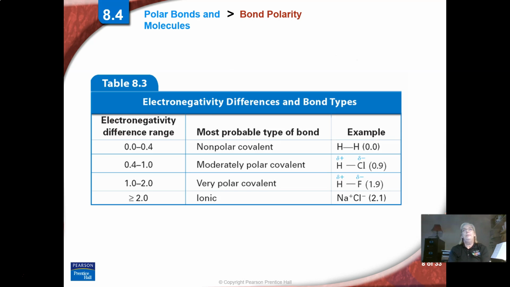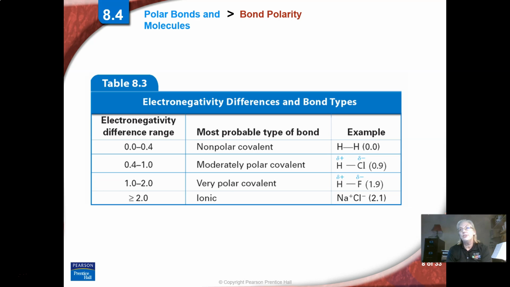So we look at the differences between the two atoms. So for example, hydrogen with hydrogen has a difference between the two of 0.0. If we look at chlorine and hydrogen, there's a difference in electronegativity numbers of 0.9, so it's in the range of moderately polar covalent. Fluorine is that bad boy, so it really pulls the cloud, so it's going to be a very polar covalent bond. And if one is so strong compared to the other one that it can actually pull the whole cloud towards itself, then it's going to be an ionic bond.